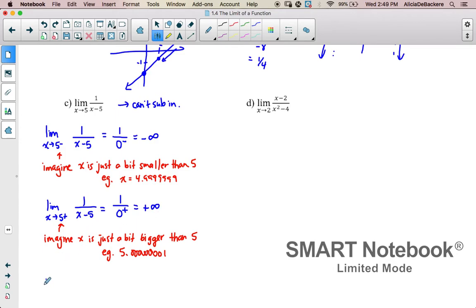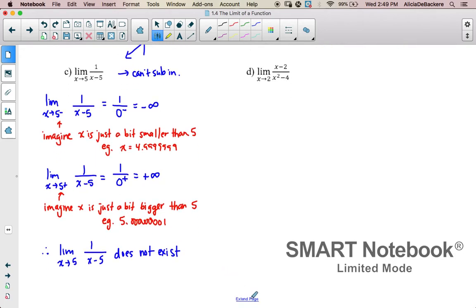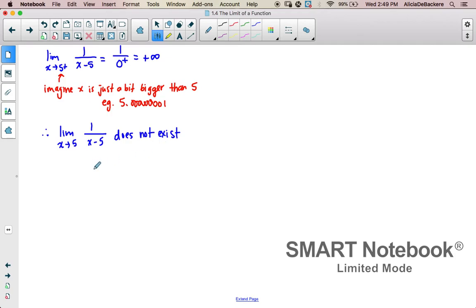So therefore, these limits are not equal, and we say that the limit of the function as x approaches 5 does not exist. And just for a quick visual, hopefully you remember what this function looks like, but there's a vertical asymptote at 5 for this function.